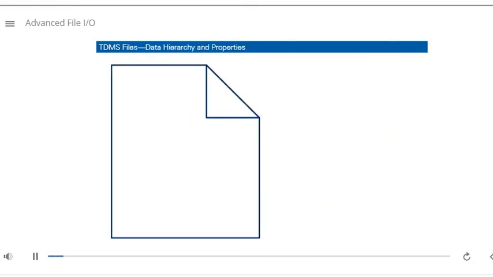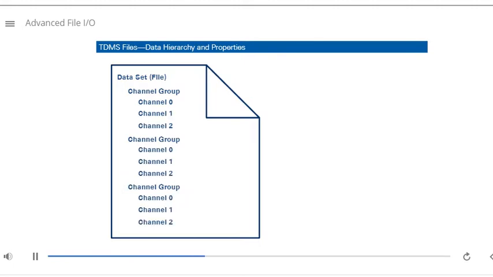The TDMS file format is structured using three levels: file, channel group, and channel. A single TDMS file can contain multiple channel groups, and each channel group can contain multiple channels. So you can choose how to organize your data to make it easier to understand.